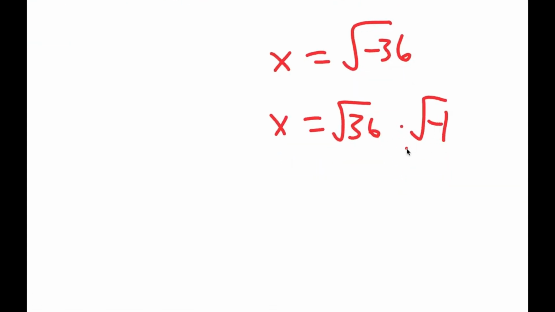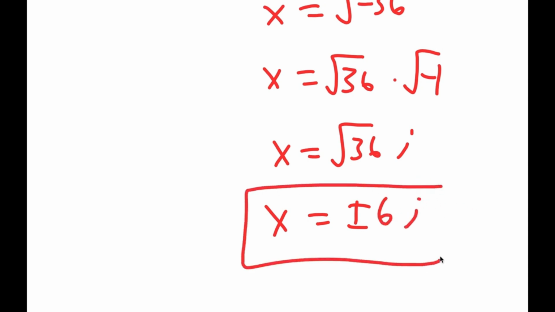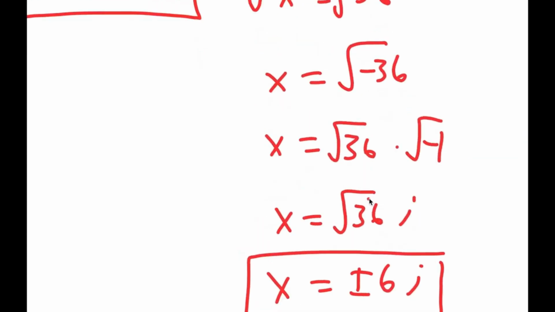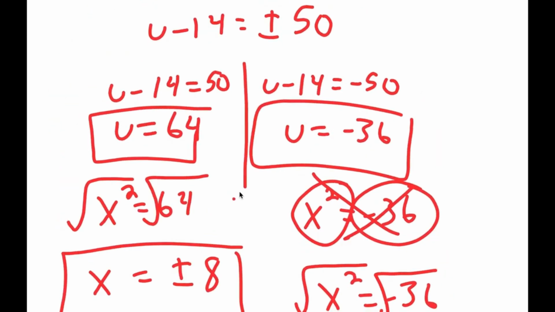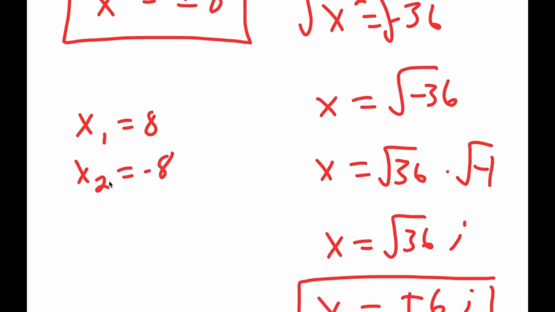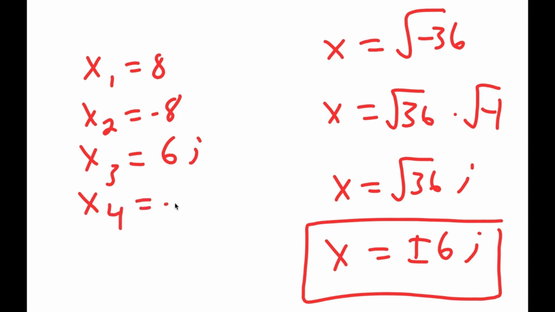Now the square root of negative 1 is the same thing as i, so I get x is equal to the square root of 36i. And the square root of 36 is the same thing as positive or negative 6. So I get x is equal to positive or negative 6i. So these are another two solutions. And these aren't real solutions, but these are imaginary solutions, which still count as solutions to this problem. So my four solutions are x equals 8, x equals negative 8, x is equal to 6i, and x is equal to negative 6i.